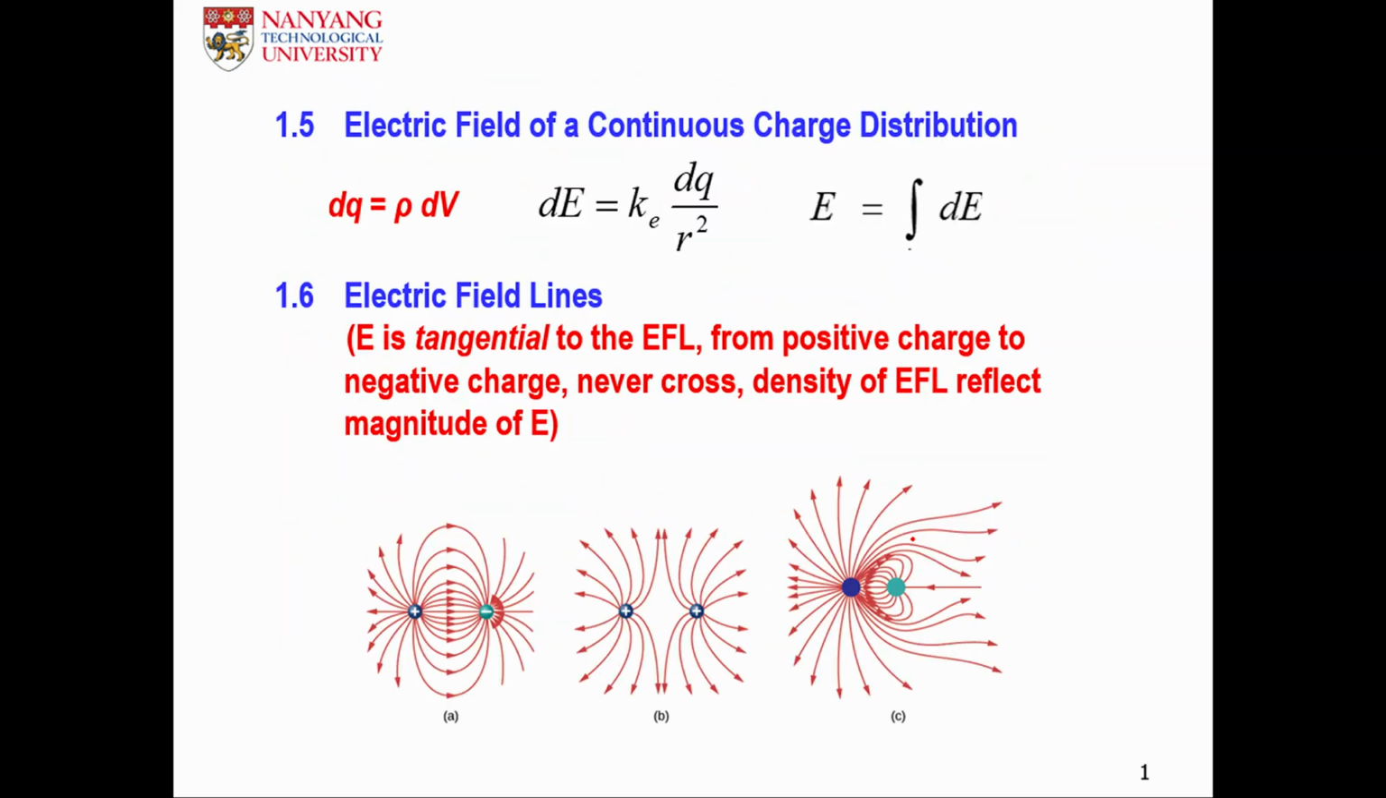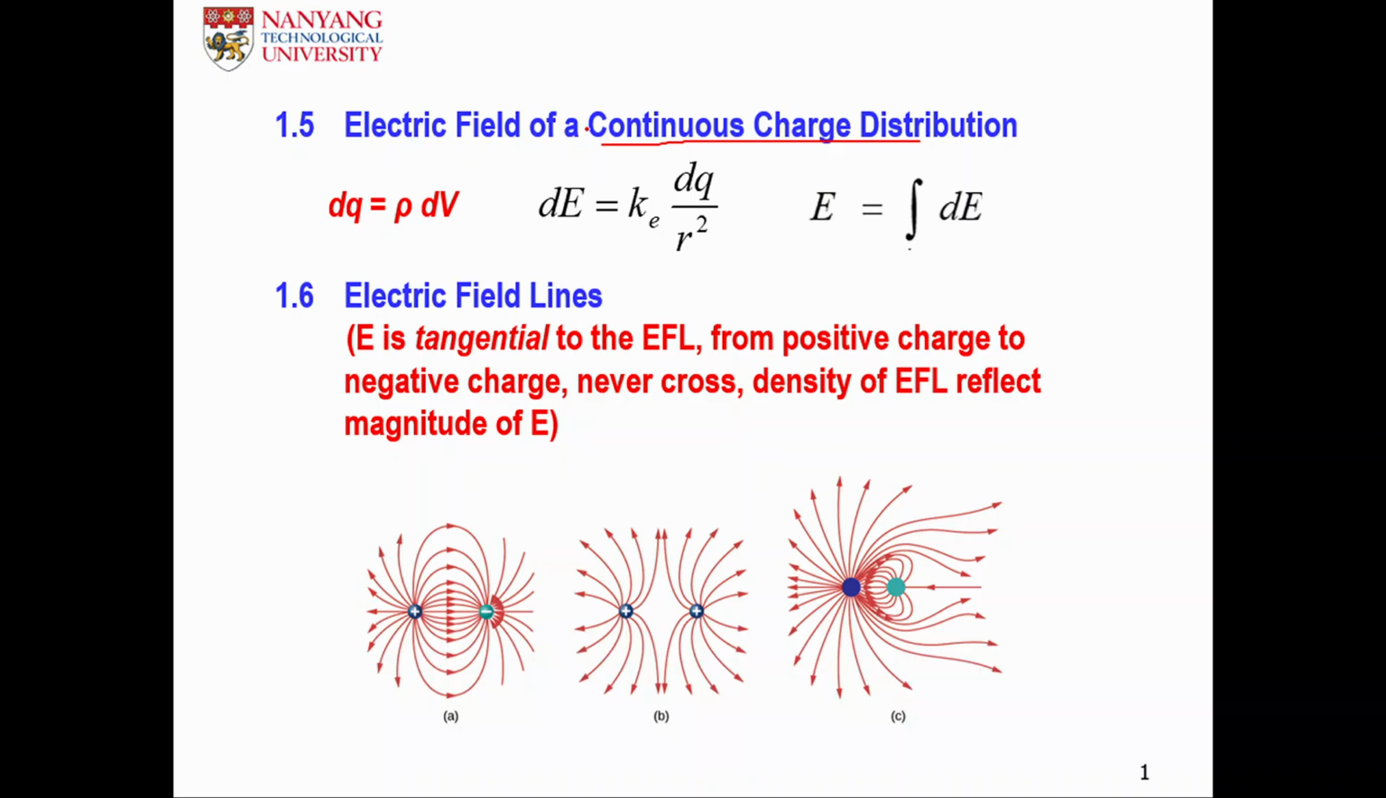So this is a case for a single point charge. In reality, of course, you may not always have a single point charge. You may have multiple charges, or you may simply have an infinite number of charges. And the most common scenario you will need to deal with is the so-called continuous charge distribution.